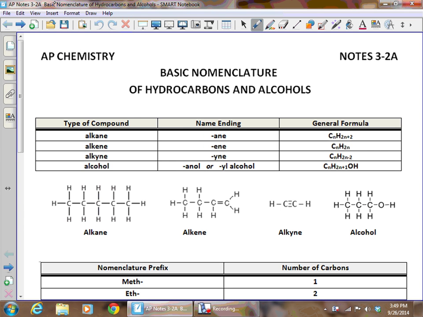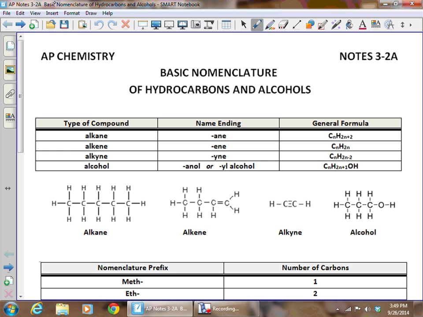Today we're going to talk about nomenclature of hydrocarbons and alcohols. We have looked at naming and writing formulas for inorganic compounds, but not the ones that are carbon-based, these organic compounds. And we're going to have our first introduction into what are called functional groups.